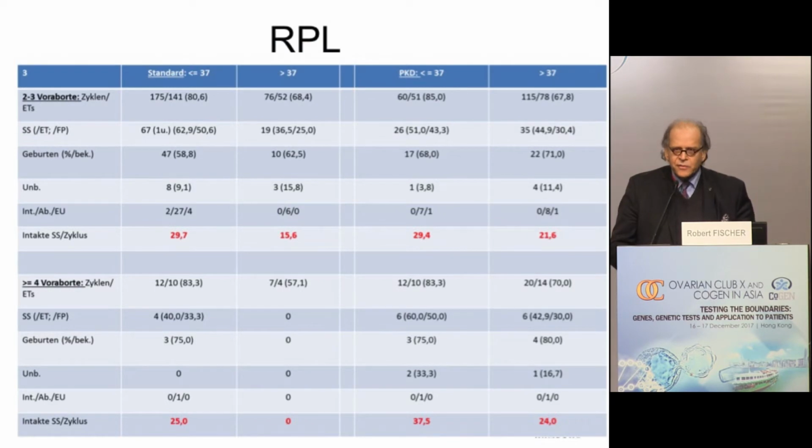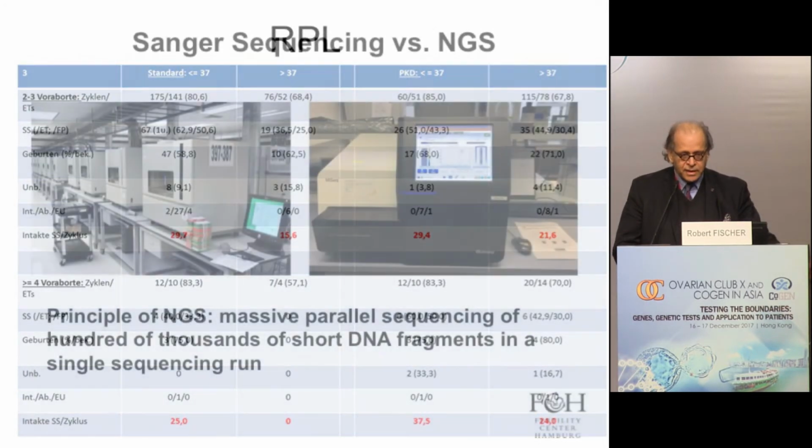And the same is true for repeated pregnancy loss. If it's only 2 to 3 losses, we could not see any benefit. But over the loss of 3, so 4 and more losses before, you can see, also in the young group and also in the advanced maternal age group, there is a benefit of doing the polar body screening.